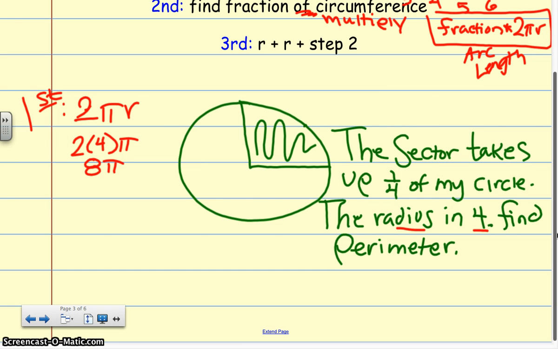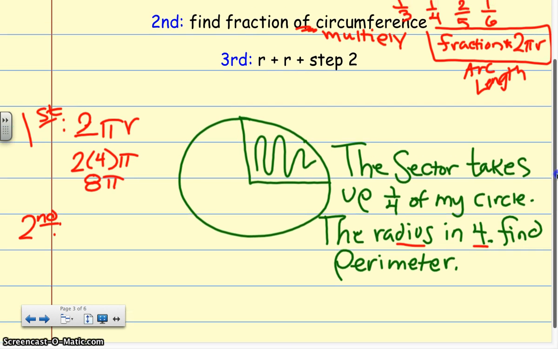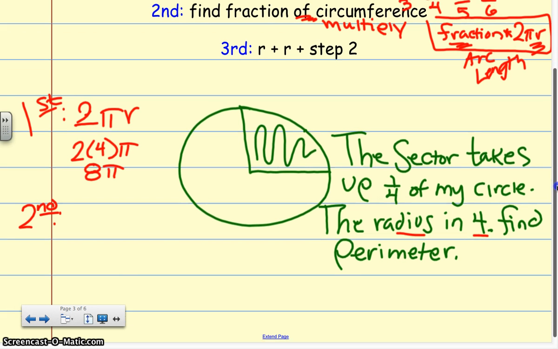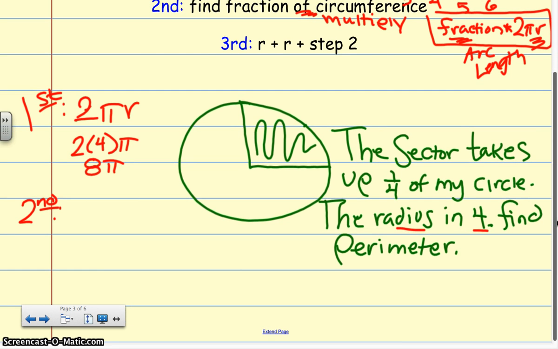Leave it like that. Secondly, I need to find my fraction. It says find the fraction of the circumference for step 2. So I do my fraction times my 2 pi r, which I already got in step 1. So my fraction is a fourth. I'm going to go 1/4 times 8 pi over 1. I can cross simplify here. This turns into 1. This turns into 2. Top times top, which is just 2 pi, over 1, which is 2 pi.